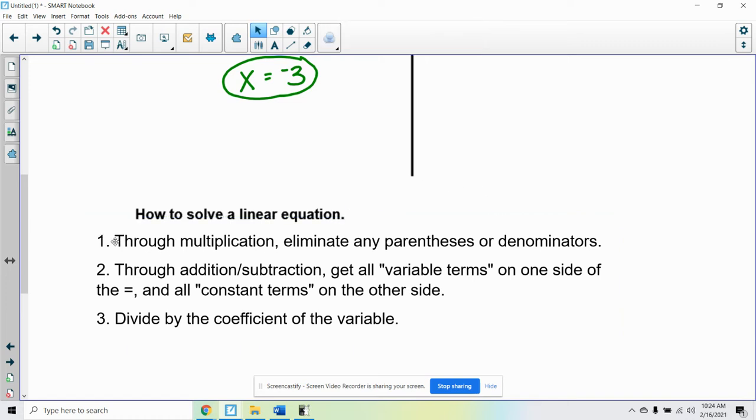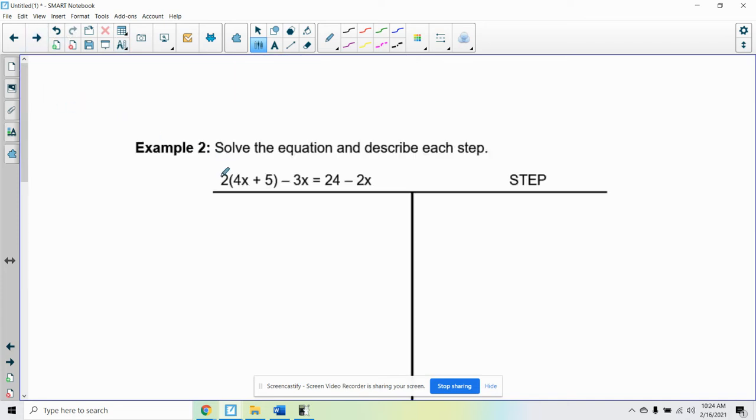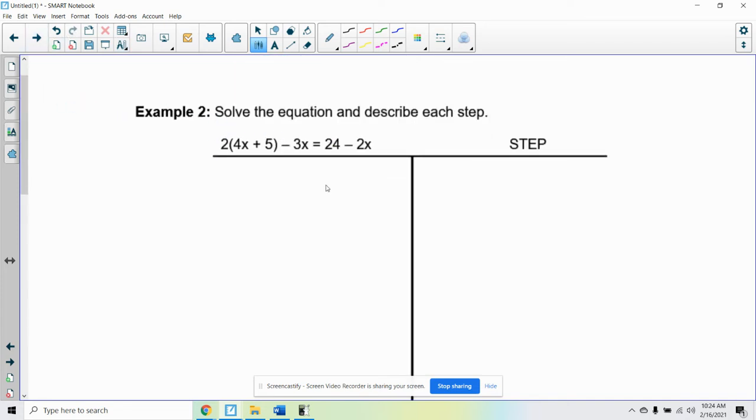So the next question is going to ask us to do this first part. So we have parentheses. So the first step said through multiplication, eliminate any parentheses or denominators. So to eliminate these parentheses, I have a 2 out in front. I'm going to multiply this. This means 2 times that term and 2 times that term. These terms live together in the parentheses. 2 stopping over to say hi. You have to say hi to both terms. So I'm going to take this 2 and multiply it by both terms. This is called distribution.